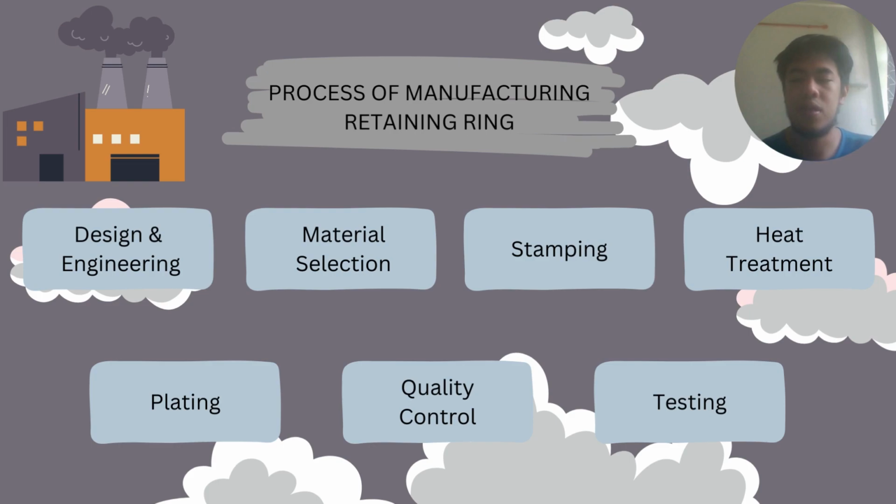For the stamping, utilize a forming process to shape the raw material into the circular form of the retaining ring. For the heat treatment, apply heat treatment to the retaining ring to achieve the desired mechanical properties such as hardness and strength. For the plating, apply surface treatment to enhance the retaining ring's corrosion resistance and appearance. For the quality control, inspect the retaining ring for dimensional accuracy, surface finish, and overall quality.